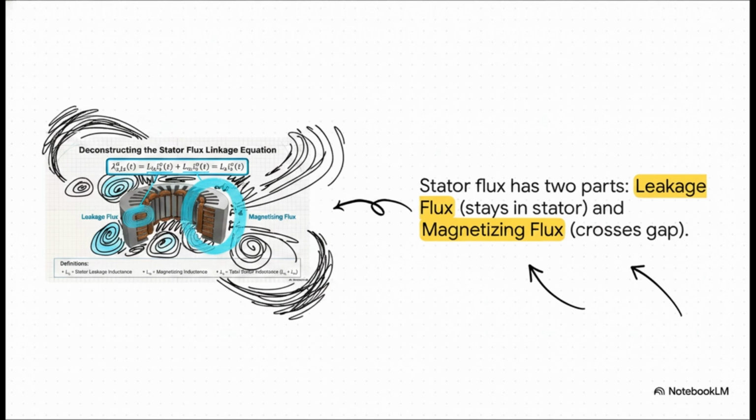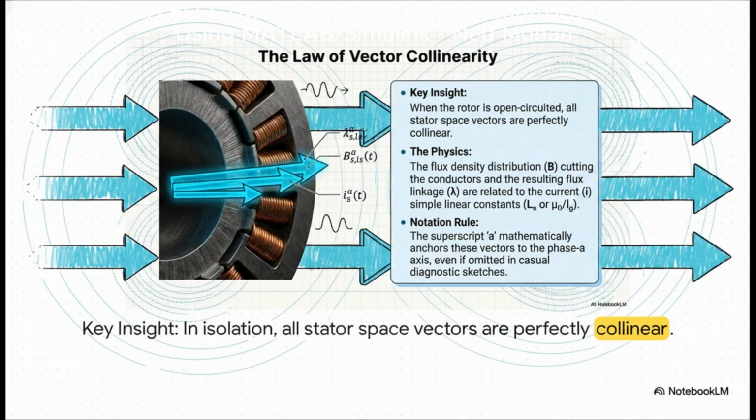And second, there's the magnetizing flux, which is the useful stuff that actually makes it across the air gap to do work on the rotor. So here is the crucial point, the key insight. In this isolated, super simplified state, all of our stator space vectors, the current, the flux density, the flux linkage, they all line up perfectly. They're all collinear, pointing along the exact same axis. This is a massive simplification, and it's what makes this whole analysis possible in the first place.